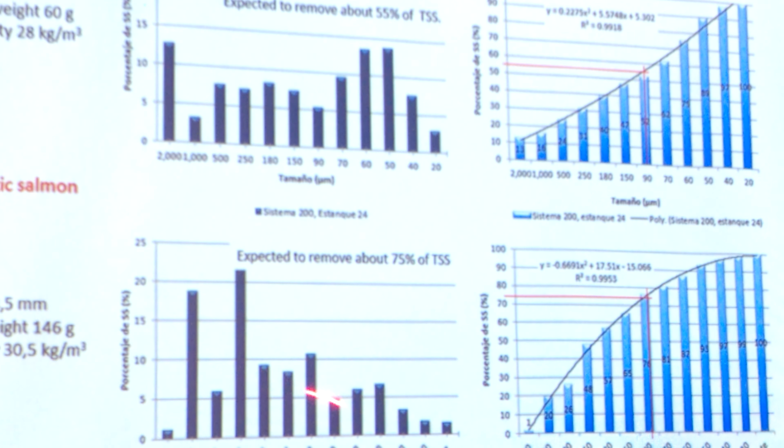But you see, the size distribution of the solids is not the same either. In this farm, they had a 90 micron screen, meaning they would be able to remove 55% of the solids. But in this other case, they would remove even more, 75% of the solids. So things change as well. We were learning about that, and saying, that's amazing how your device's performance changes depending on the size of the fish and the size of the pellet.